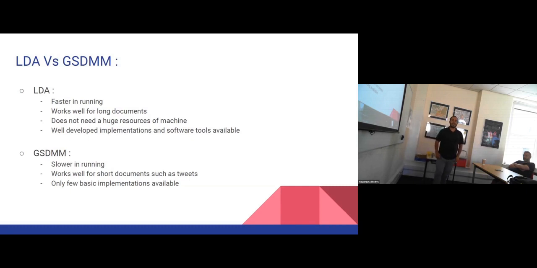So if we make a quick comparison of LDA and GSDMM, we can find that LDA is faster in running, while GSDMM is slower in running. LDA works well for long documents, while GSDMM works well for short documents such as tweets. LDA doesn't need a huge machine resource and has well-developed implementations and software tools available. While GSDMM, since it's still a new technique, has only a few basic implementations available so far.